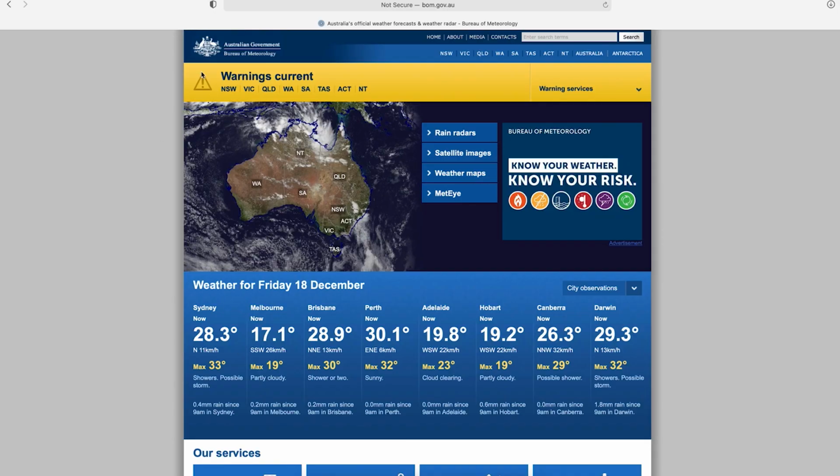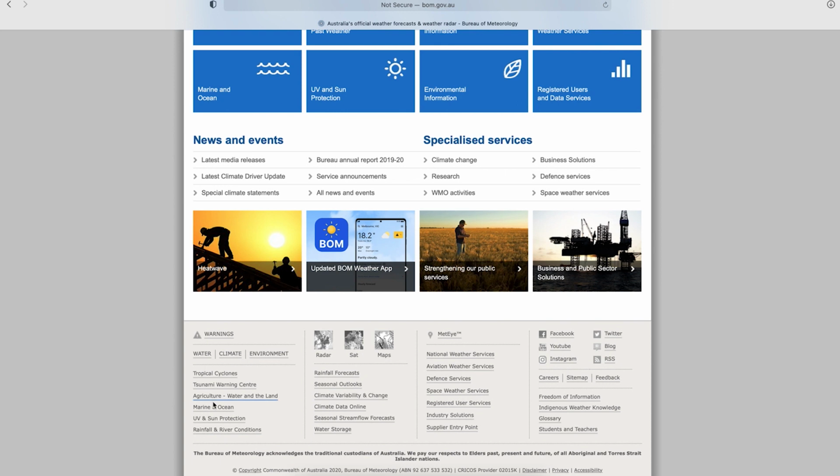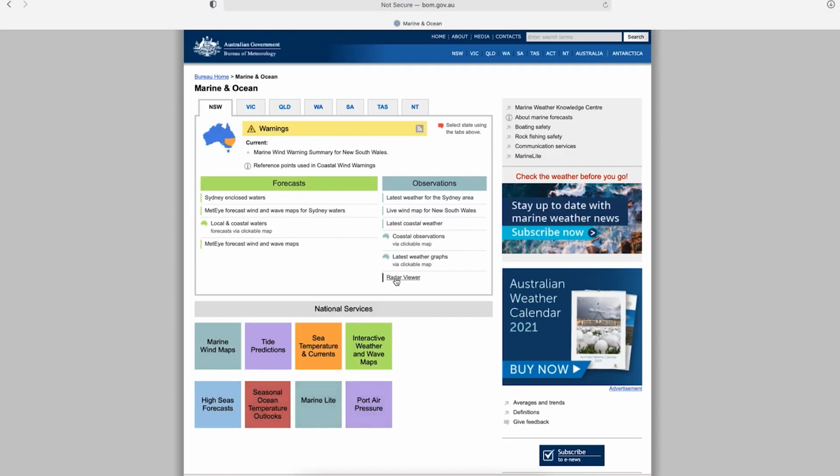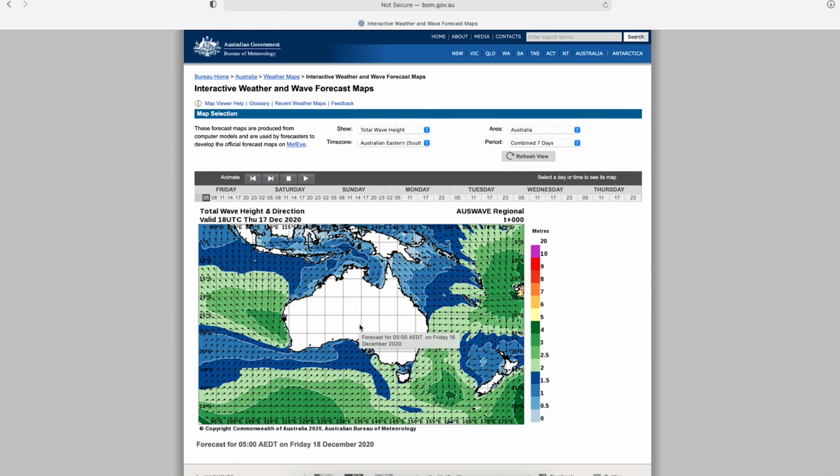So jumping into the site that I use for my forecasting for all my big swell trips, pretty much 90% of what I do, is the Bureau of Meteorology. And you can find that in Australia by just searching bom.gov.au. It's going to open up into this main page here. And if we navigate down to the bottom, you'll see marine and ocean. And then you'll see interactive weather maps. So as a default, it's going to open up on the total wave height. And what we're going to do, we're just going to scrub through this timeline and have a look at what's happening with swells that come through. Then we're going to repeat the process and see what's causing those swells.